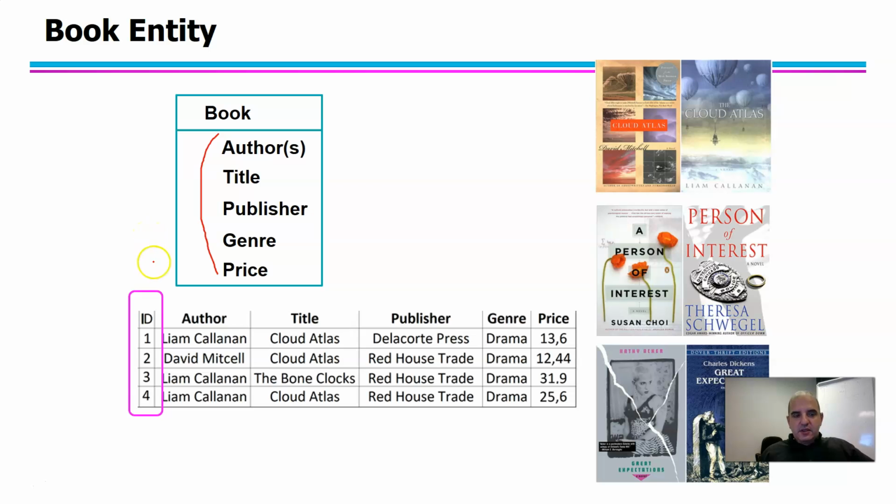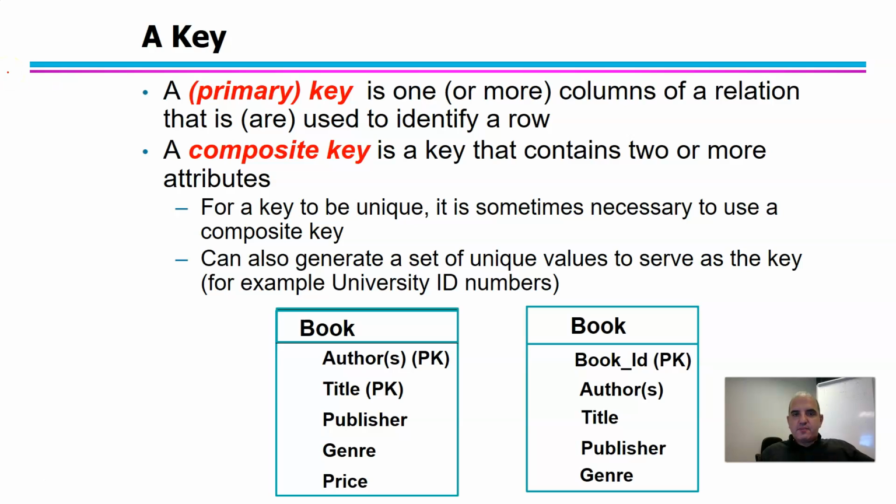Okay, and generally this column has the name ID, or if the entity name is book, then it can be book ID, and this is very common. The technical term we use for this column is primary key. So it's a key because it opens the locks to each row. We can define a primary key as one or more columns of a relation that can be used to identify a row.